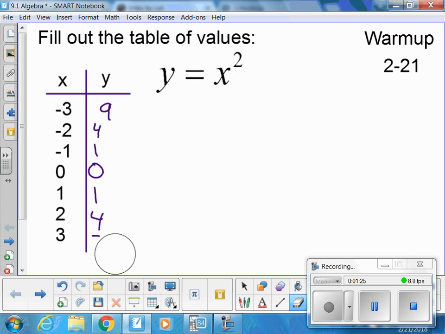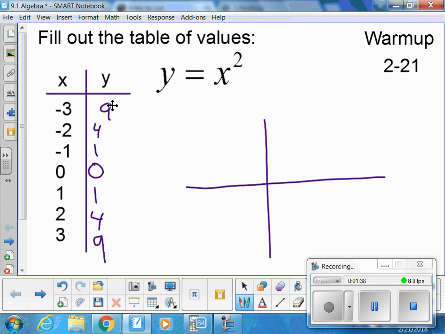Now, let's look for something super, super cool. Oh, wait. I wrote that down wrong. Sorry. All right, this is what is super cool about parabolas. Do you see how this 9 and this 9 match? This 4 and this 4 match? This 1 and this 1 match? But then you have the 0, 0. It's because this parabola has symmetry.